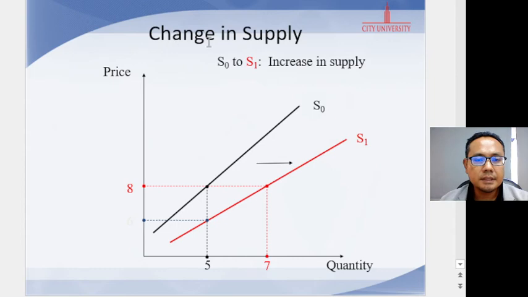And then this is a change in supply, an increase in supply. With the same price, let's say $8 here, it will be an increase in supply. Move to the right.